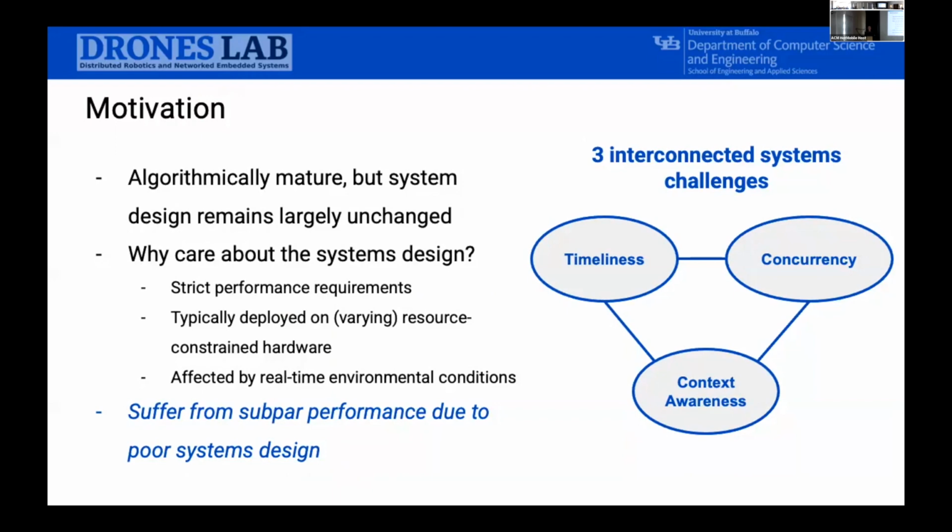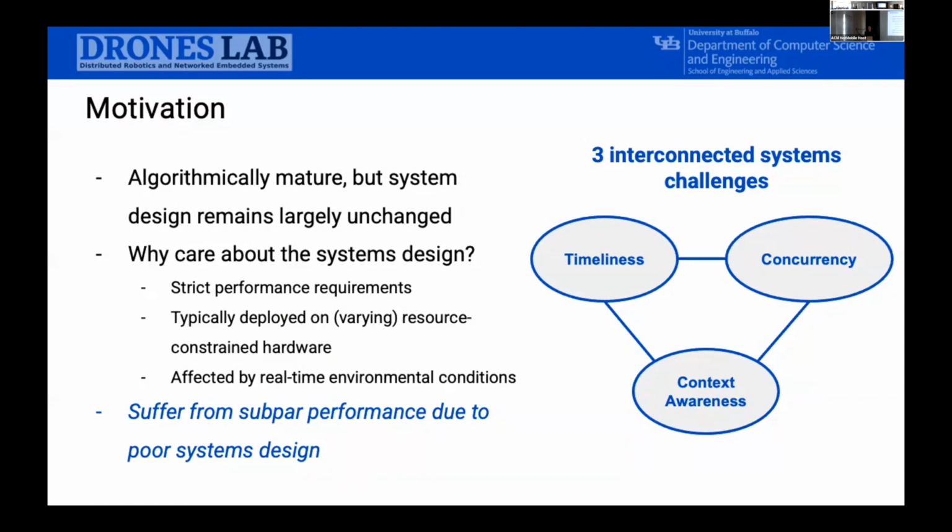So why do we care about the systems design? First, SLAM systems and the applications that use them have strict performance requirements. Second, SLAM systems are typically deployed on various resource-constrained hardware. And lastly, they are affected by real-time dynamic environmental conditions. In our experiments, we've seen that SLAM systems suffer from subpar performance due to poor systems design.